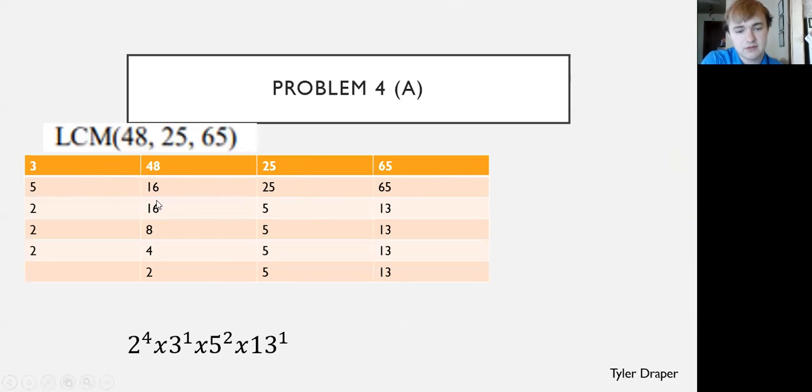And we just keep dividing it down until we see it cannot be divided any further. We see this here. We got 1, 3 here. We have 2 5s, 4 2s, 1, 2, 3, 4, and we have 1 13.